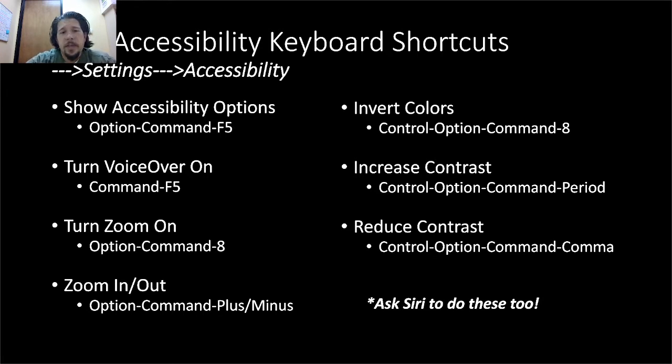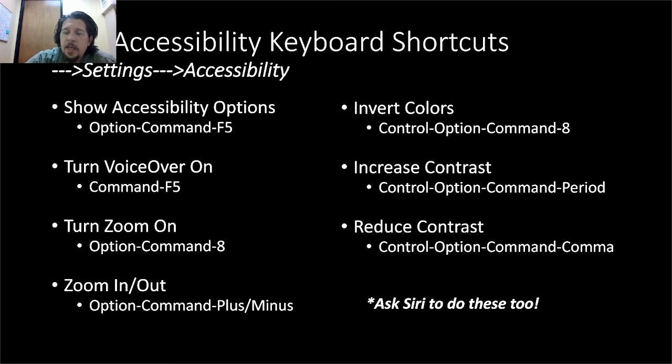So to show those accessibility options, you could also click Option Command F5. To turn VoiceOver on, you can hit Command F5. To turn on the zoom, it's Option Command 8. And to zoom in or out, it's Option Command plus or minus. Plus to go in, minus to go out. So those are pretty simple, but also very useful ones to do.